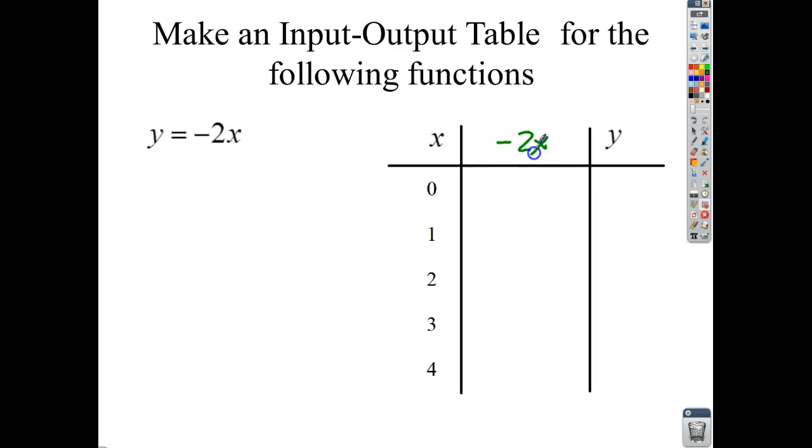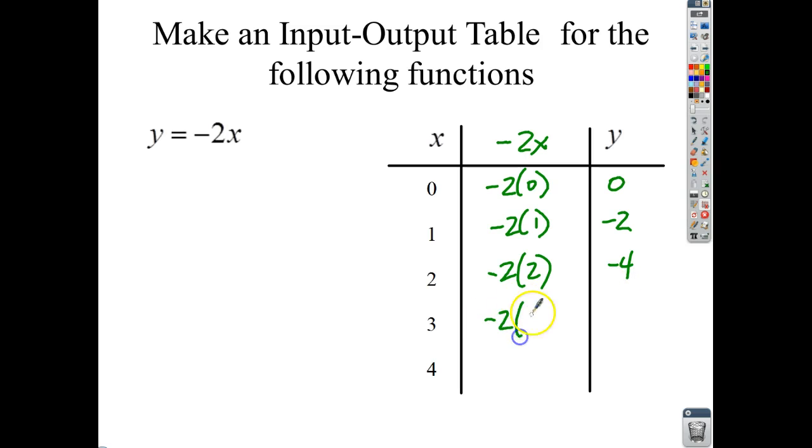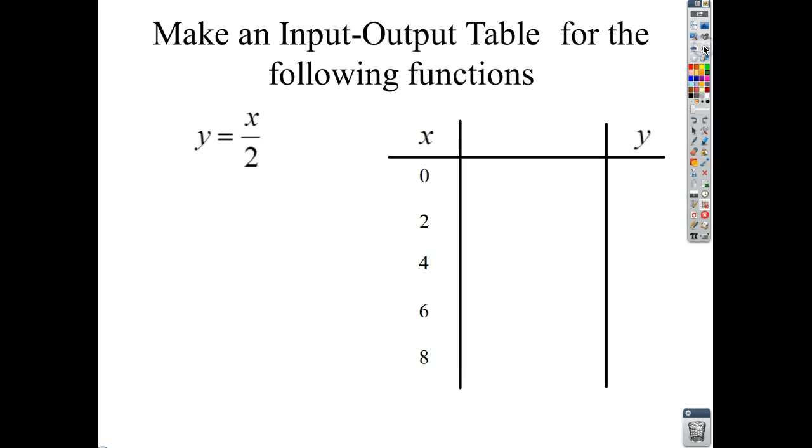Hopefully you had negative 2x, and we're going to do negative 2 times 0, which is 0, negative 2 times 1, which is negative 2, negative 2 times 2 is negative 4, negative 2 times 3 is negative 6, negative 2 times 4 is negative 8. Okay, so there's my pairing. All right, moving on. Go ahead, try this one. Now, notice in this one, I did 0, 2, 4, 6, and 8.